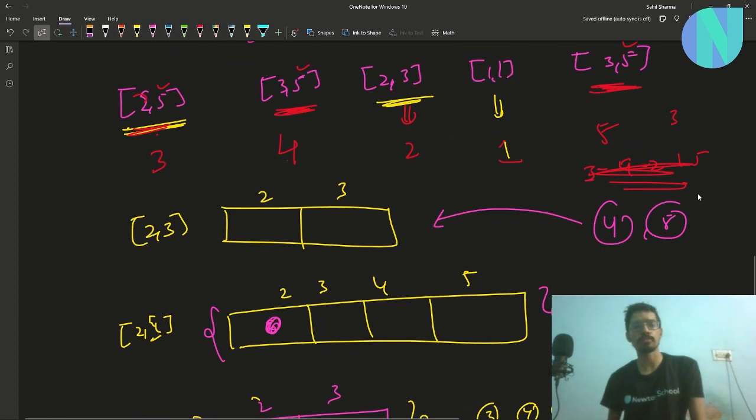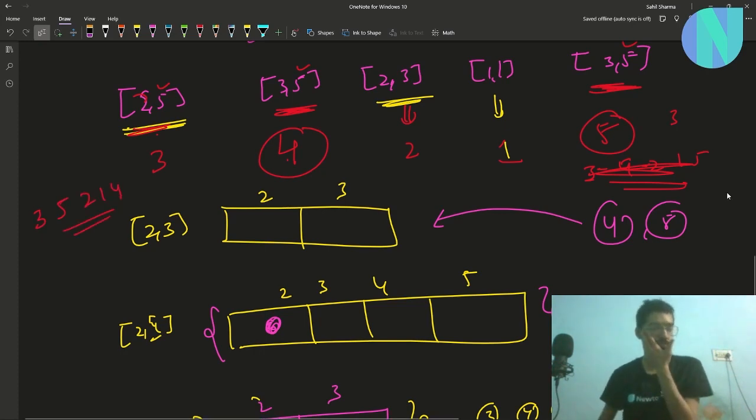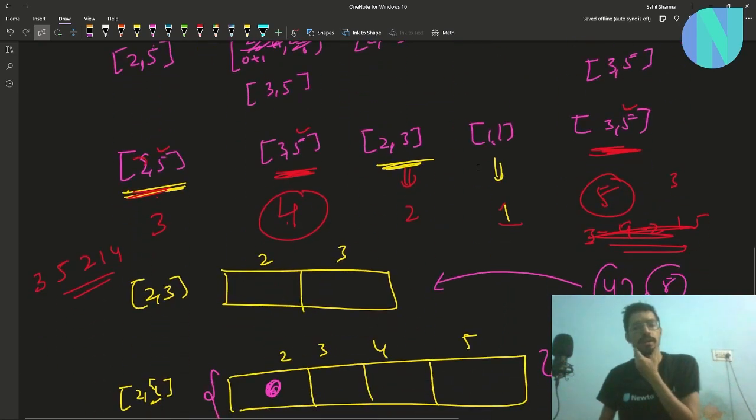You could also have placed 5 here. You also could have placed 5 here and 4 here, and you could have gotten 3, 5, 2, 1, 4. That is also correct, right? So that is the logic.